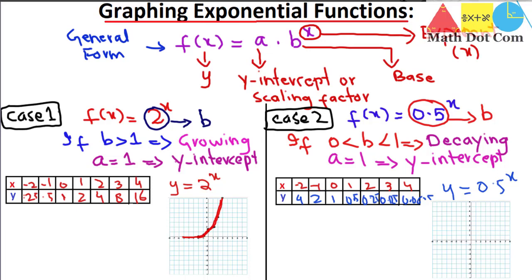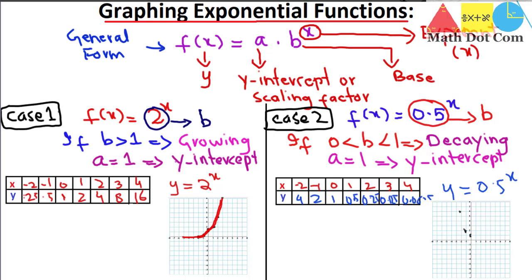Similarly, in the second case, if we draw the points, we'll see x is minus 2 and y is 4. This will be the point. Then minus 1 is the x and 2 is the y. This will be the point. Then 0, 1 is the y-intercept, that is where the graph will cut the y-axis.